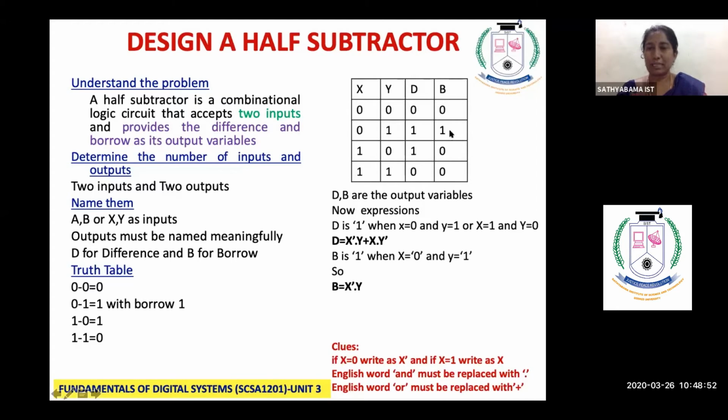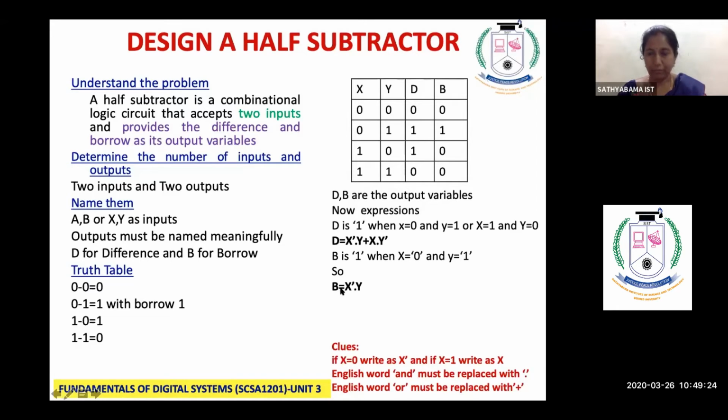Borrow is very easy. So in this borrow column, where we are having a 1, only one place. So let us say in English, borrow is 1 when x is equal to 0 and y is equal to 1. That's what I wrote here. Borrow is 1 when x equal to 0 and y equal to 1. So b equal to, now 1. So when the value is 1, we have to write it as B as such. So I have written B as such.